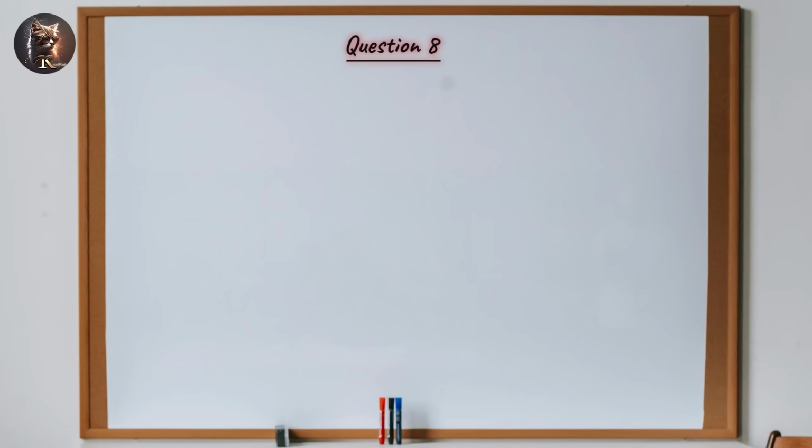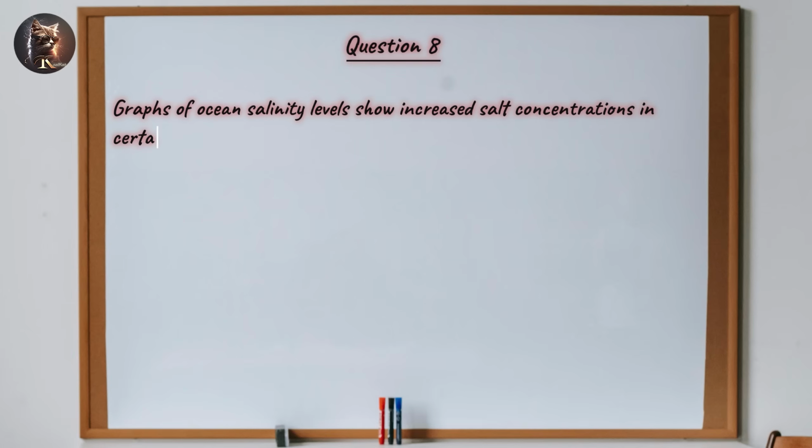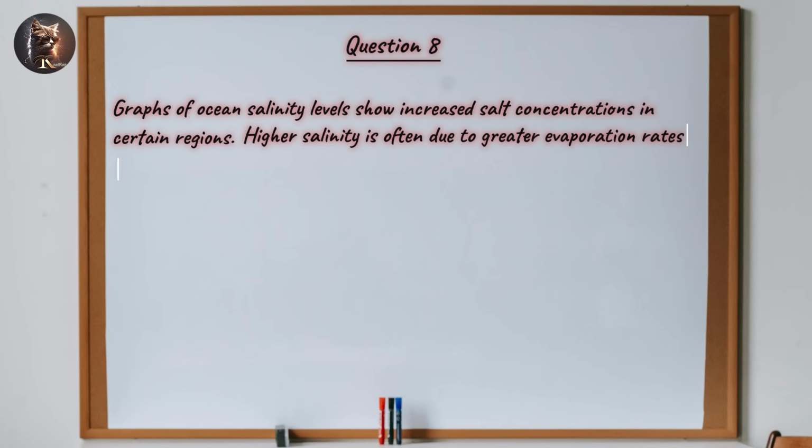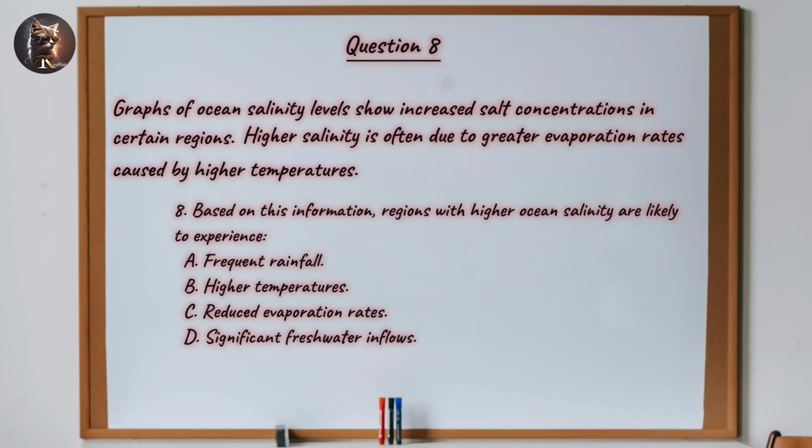Here's the passage. Graphs of ocean salinity levels show increased salt concentrations in certain regions. Higher salinity is often due to greater evaporation rates caused by higher temperatures. And here's the question. Based on this information, regions with higher ocean salinity are likely to experience Option A, frequent rainfall. Option B, higher temperatures. Option C, reduced evaporation rates. Option D, significant freshwater inflows.